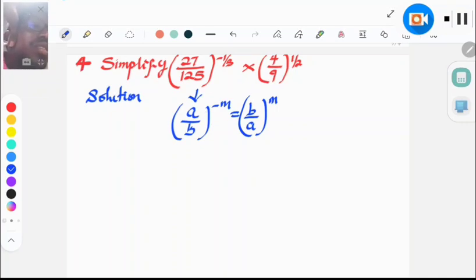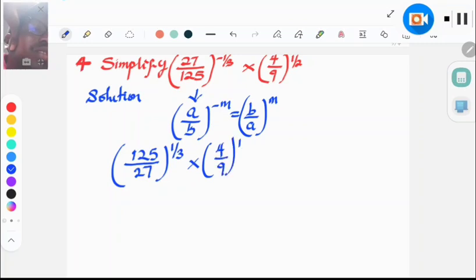Alright, so if we want to solve this, that means this negative 3 here, the moment you change it, it becomes 125 over 27 raised to the power of 1 over 3. So the negative sign has disappeared by interchanging the fraction. So we have 4 over 9 raised to the power of half.